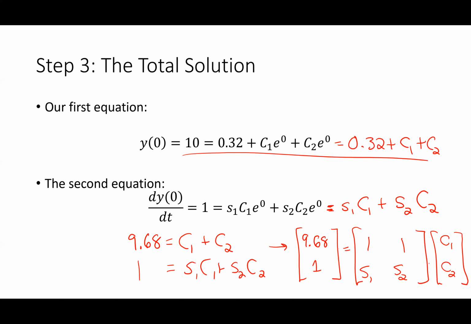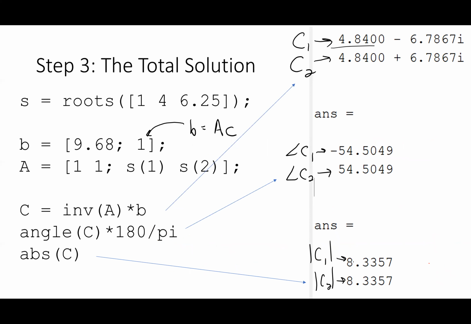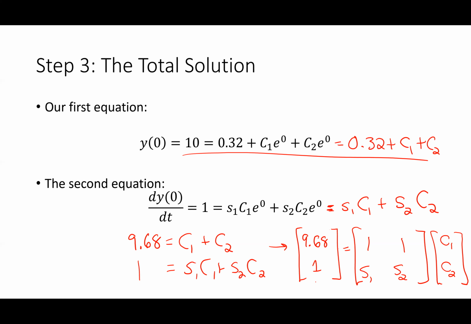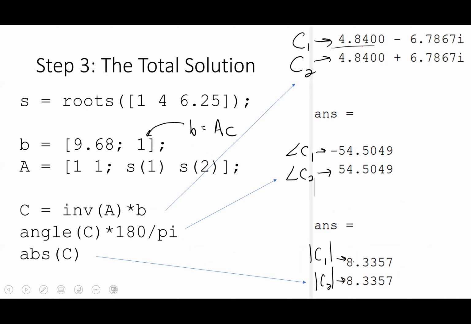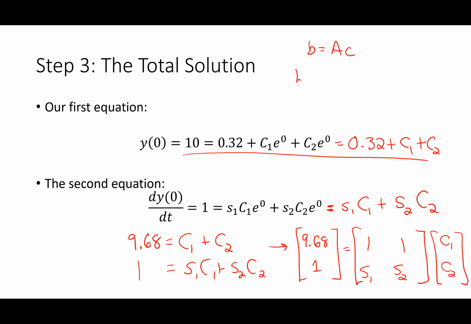Now, we talked before about how to enter something like that into MATLAB. Let's review it. Here's what I have in my code. I take this whole thing and say B equals A times C. So B is 9.68 and 1. A is equal to 1, 1, S1, S2, like that. Now, what's the size of this vector?